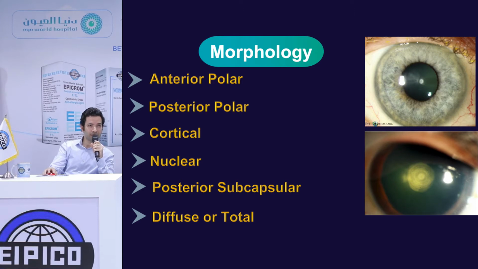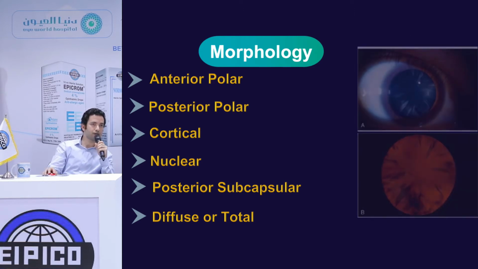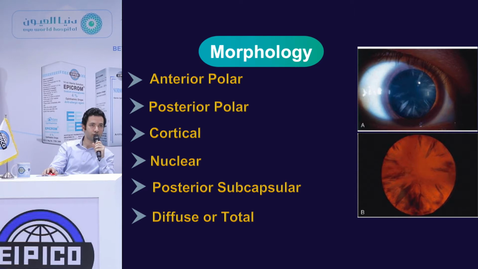Also, we have the cortical cataract. In the cortical cataract, there is opacification of the lens cortex, which presents with wedge-shaped opacities. Usually it's white-shaped opacification, which is present, as you can see here, in the direct illumination or in the retroillumination.